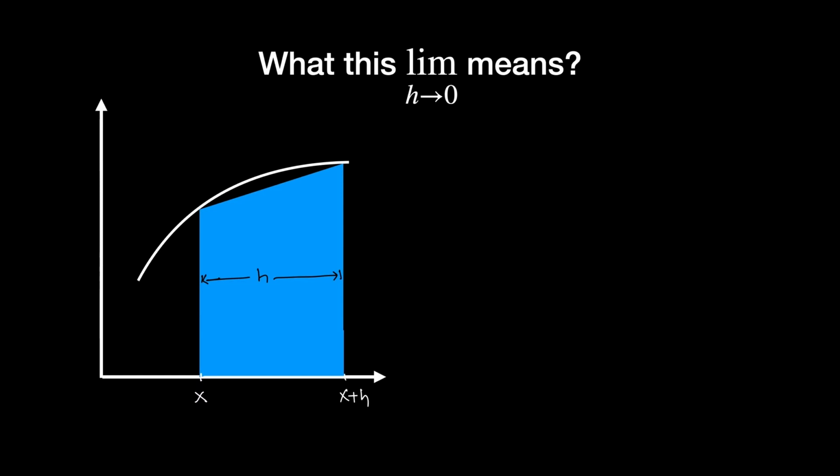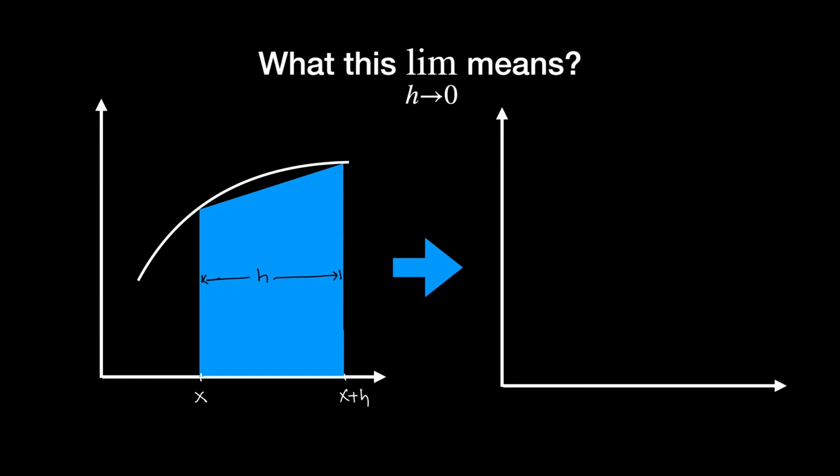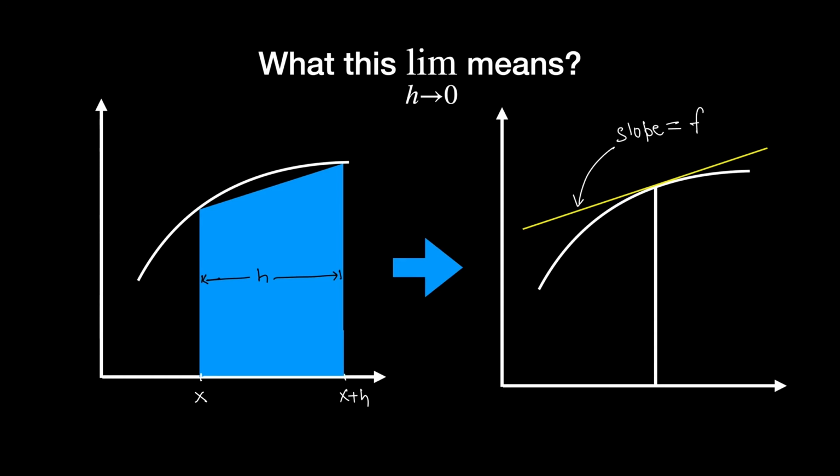When I say limit h approaches 0, then I mean that this whole gap between x and x plus h reduces to 0, so that x and x plus h are no longer two different points, they are a single point, which turns this trapezium into a single straight line. And the line touching the graph at this point is called the tangent to the curve, and the slope of this line is actually the derivative of the function.